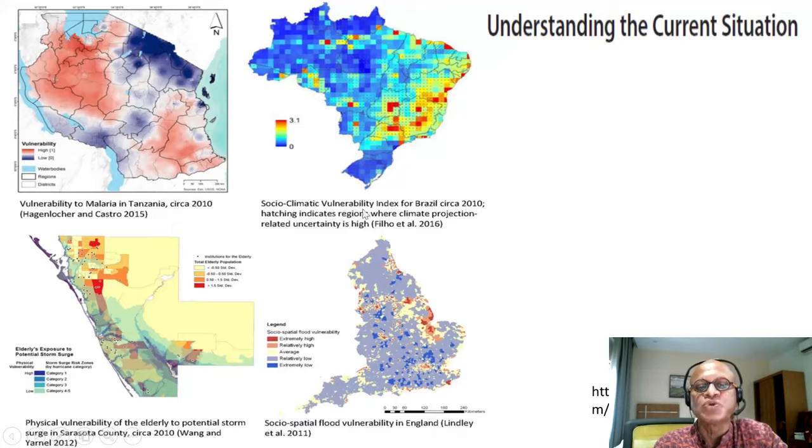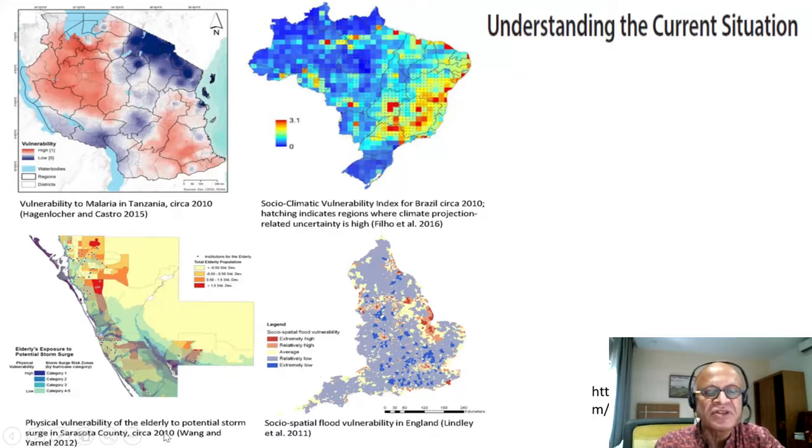This is an example of a socio-climatic vulnerability index for Brazil circa 2010. Hatching indicates regions where climate projection related uncertainty is high. Okay, so we are worrying about the current situation and we want to quantify vulnerability for health, but it also obviously depends on socio-climatic vulnerabilities, and the future projections need to be considered along with their uncertainties when we want to make health projections. This is very critical as well.